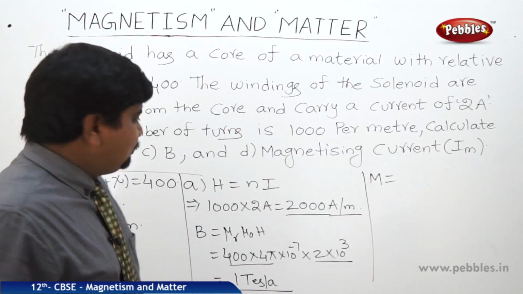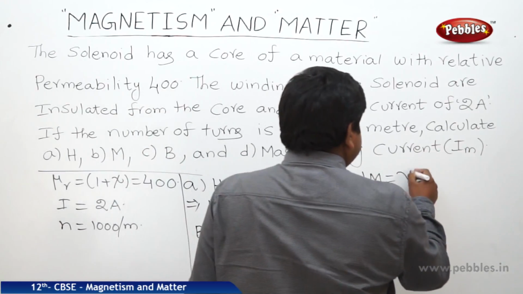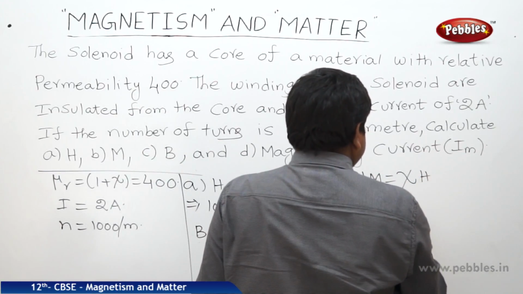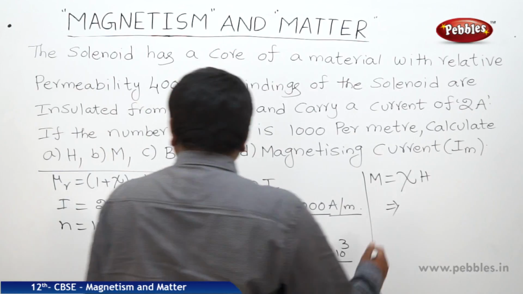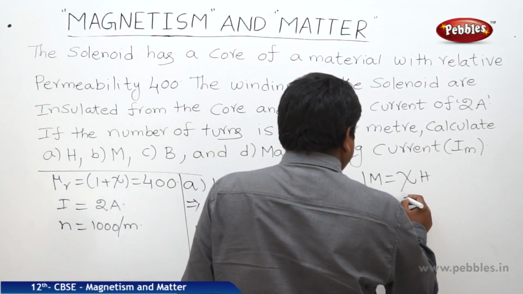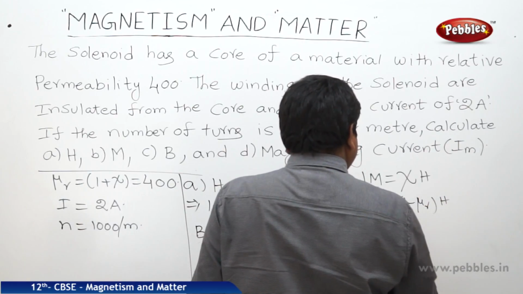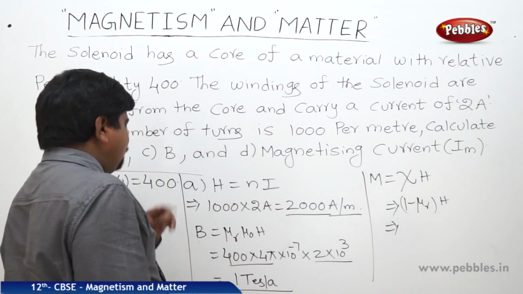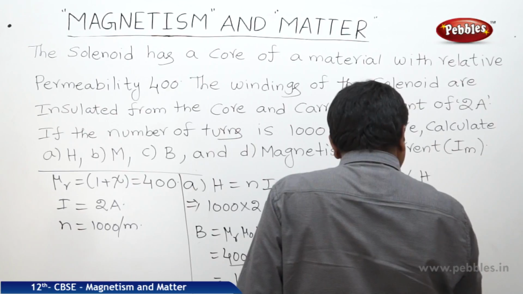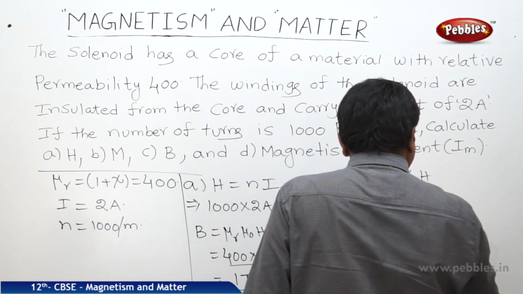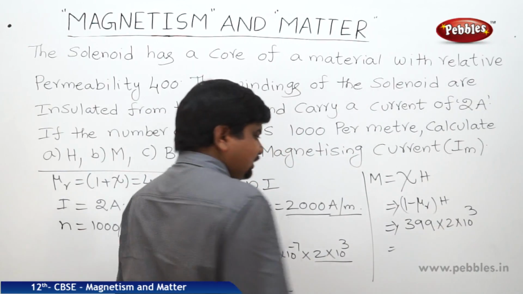So to find out the M value, M is equal to chi H. Chi is equal to mu r minus 1 into H. So mu r is 400, and mu r minus 1 is 399. H is 2 into 10 cube. 399 into 2 is 798, so M is 798 into 10 cube.